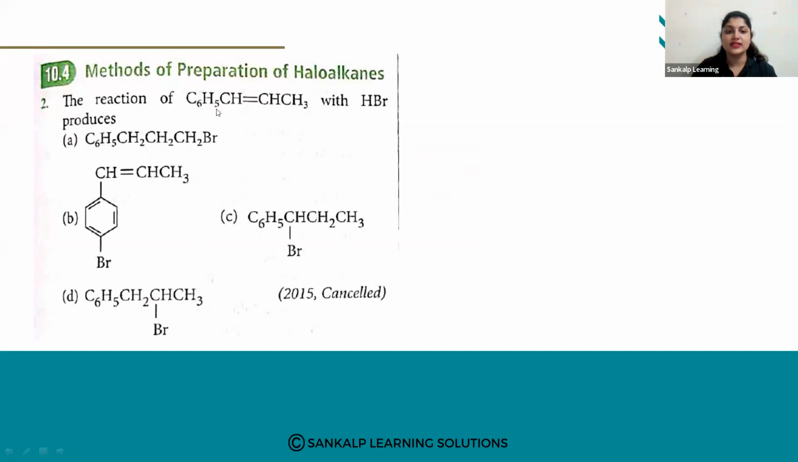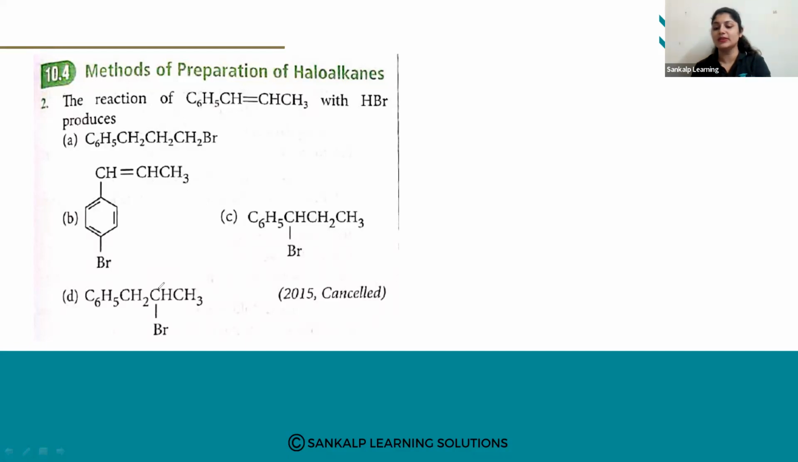The reaction of C6H5CH=CH3 with HBr produces C6H5CH2CH2Br. So these are the four products. A benzene ring with a substituted Br and CH=CH3. Then option C is C6H5CHBrCH2CH3, and option D is C6H5CH2CH3Br. Can you tell what will be the answer? You can try.